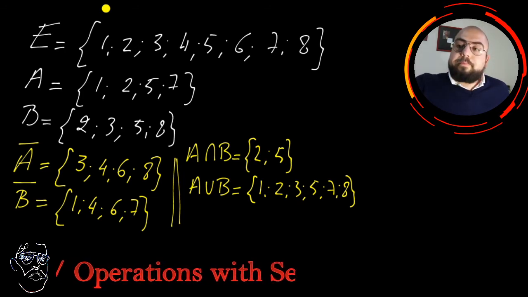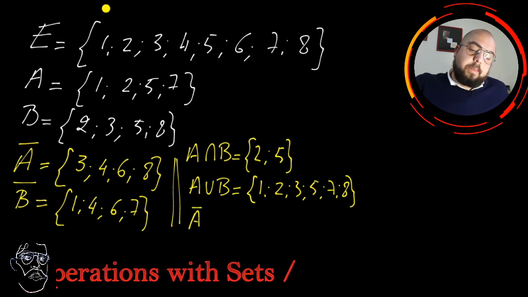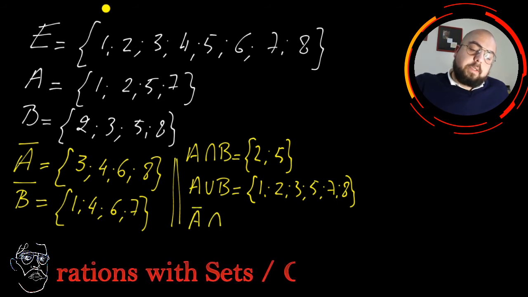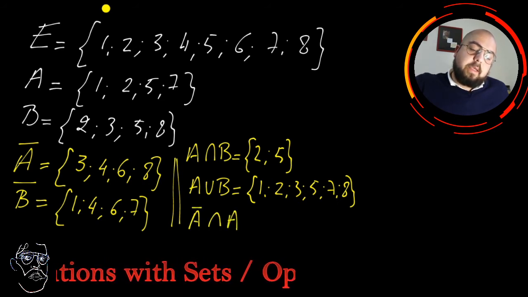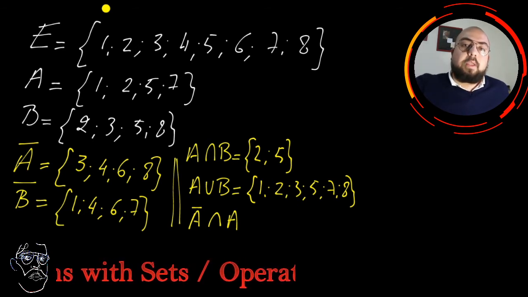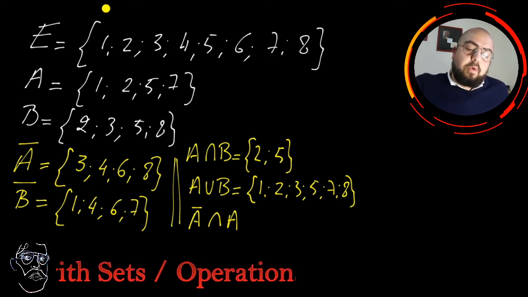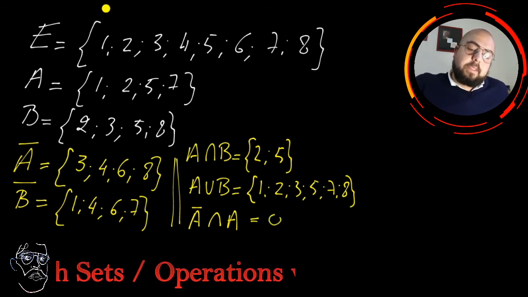What about A bar, or the complement of A, intersected by A itself? What are the common elements between A and its complement? So you have to check, there are no common elements, so it's the empty set.